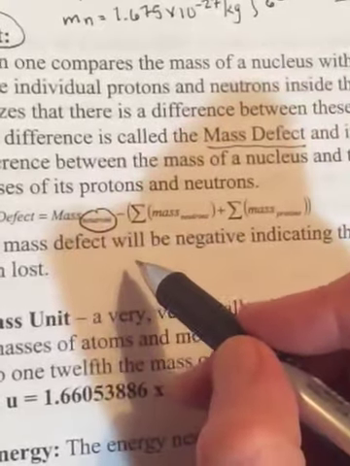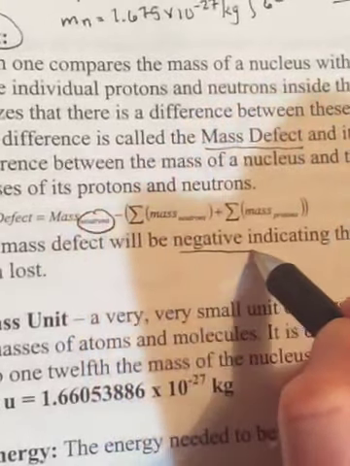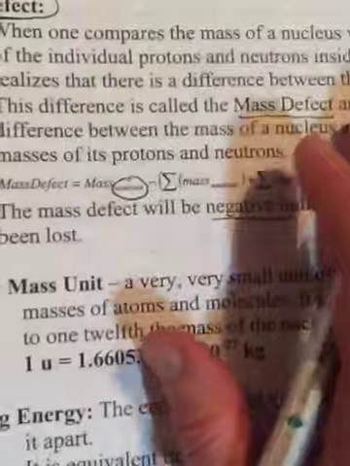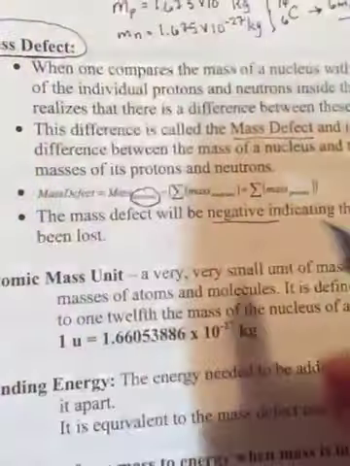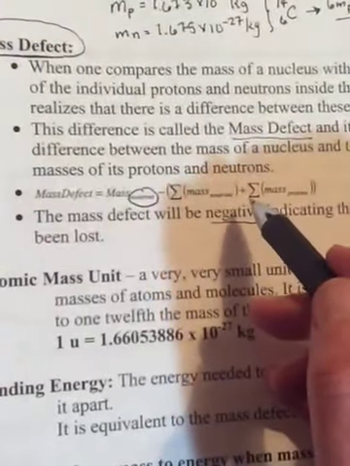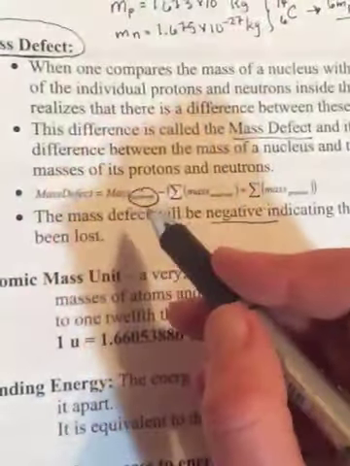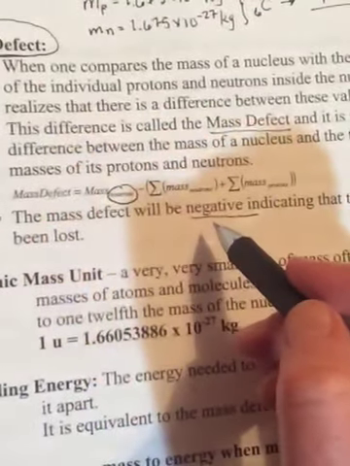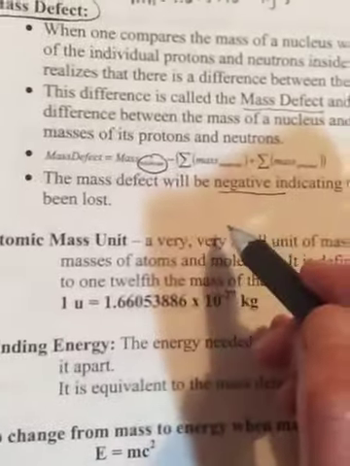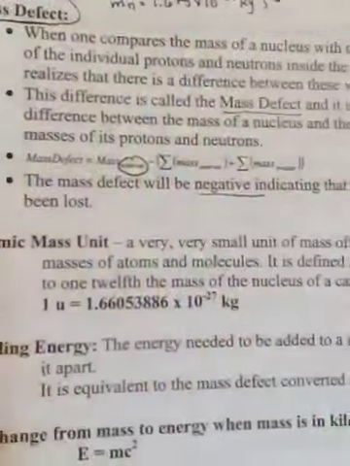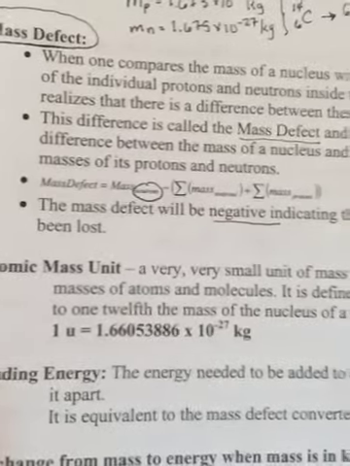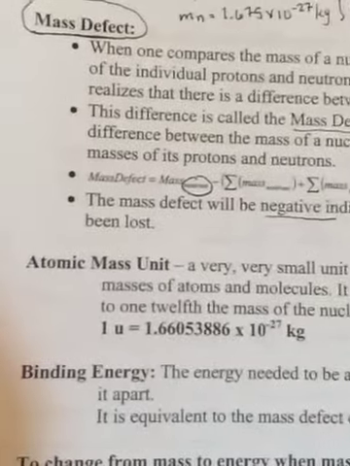When you do this, what you get will always be negative. Okay? Because the individual particles added up will always be bigger than the actual mass of the nucleus. So the mass defect is always negative, and that indicates that mass has been lost. Mass has gone missing. Where did it go? It's a very good question, but you have to wait for the answer.